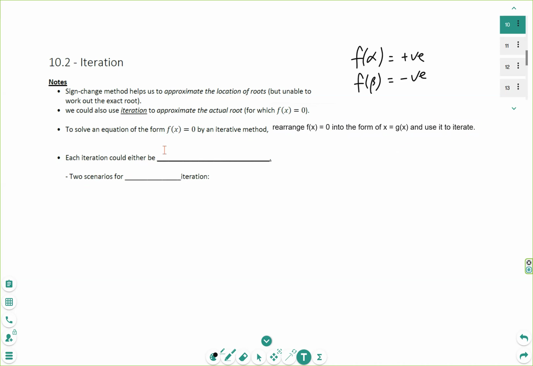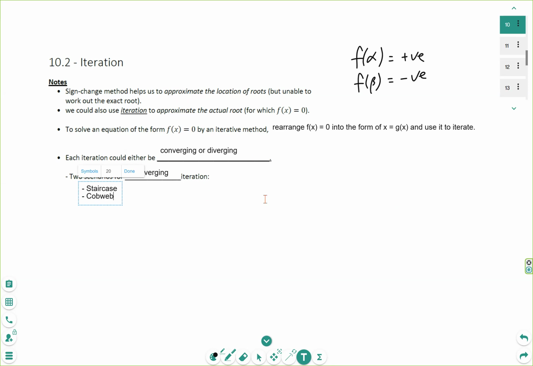Each iteration could either be converging or diverging. We're not interested in the diverging, we're interested in the converging, just like the sum to infinity series. Remember in Pure 2, Chapter 3, it's all about converging, because only converging is something meaningful for us to work towards. The two scenarios: the first one is called a staircase. The next one is called a cobweb.